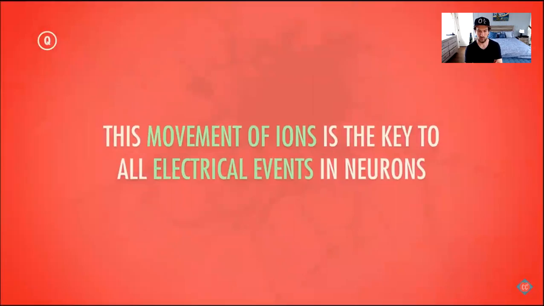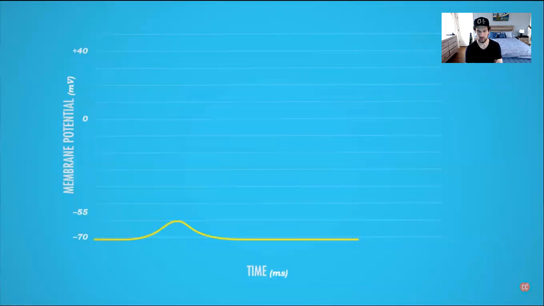This movement of ions is the key to all electrical events in neurons, and thus is the force behind every single thing we think, do, and feel. Of course, not all of your body's electrical responses are the same, and neither are the flows of ions going in and out of your neurons. If only a few channels open and only a bit of sodium enters the cell, that causes just a little change in the membrane potential in a localized part of the cell. This is called a graded potential.